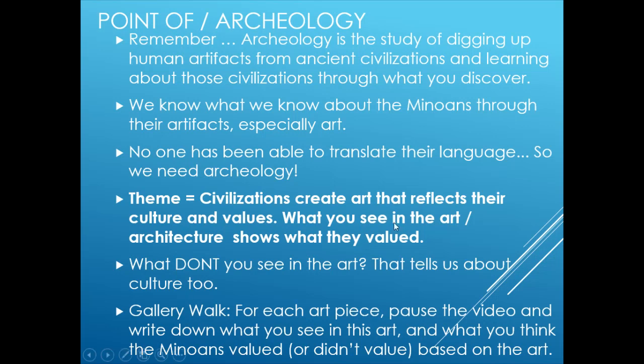Remember, folks, this theme right here. Civilizations create art that reflects their culture and their values. What you see in the art and architecture shows what they valued. So for each one, and label them 1 through 4, write down what you see, what you think they valued, and we're just guessing here. And at the end, write what you think they didn't value based on what you did not see. So I hope that makes sense. There's also instructions in the email.